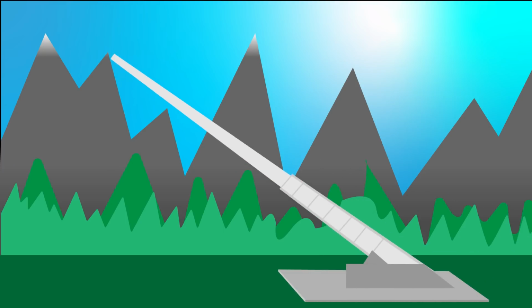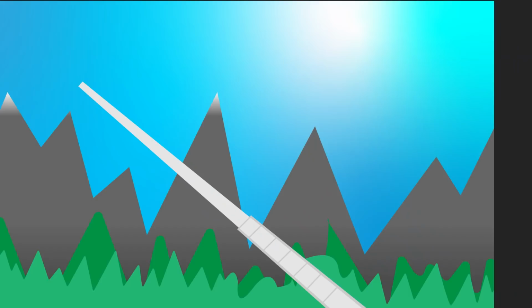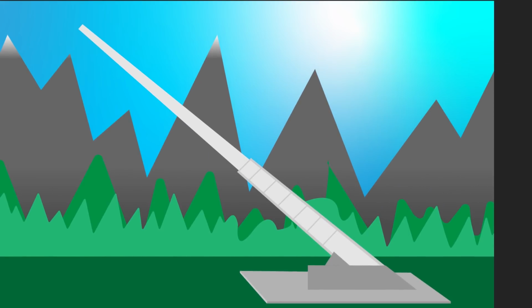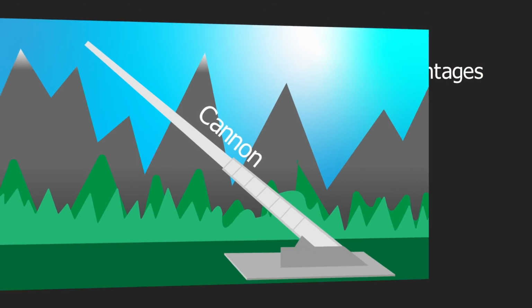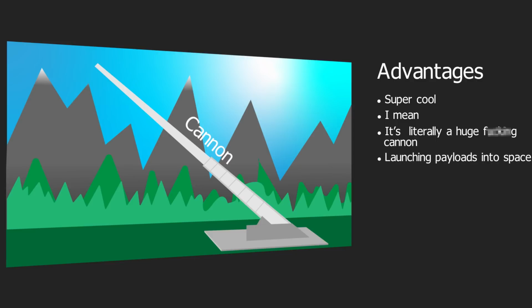A space gun is a way of launching, or rather blasting, an object into space. A space gun, like the name implies, uses what could arguably be called a large ballistic gun or cannon. Space guns have a number of advantages over regular rocketry, the most notable one being that it's super cool. I mean, it's literally a huge cannon launching payloads into space.